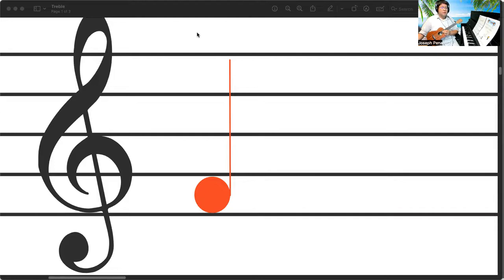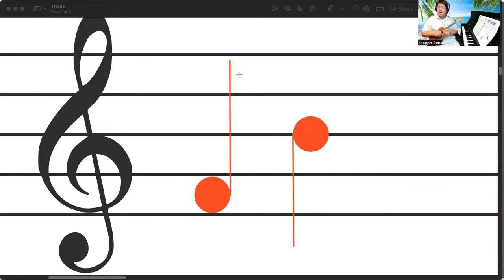Now, the direction of the stem and the side on which it starts depends on where the quarter note is on the staff. If it is on the middle line or above, the stem will go down and be on the left side of the note head. If it is below the middle line, it is going to be on the right side and going up. Okay, so that is called a quarter note.